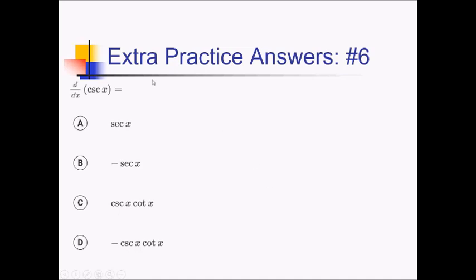On this problem, I want the derivative of cosecant of x. That's just going to be negative cosecant x cotangent of x. That's one where you know it or you don't. And they had a few answer choices here to distract you, but that ends up being choice D.